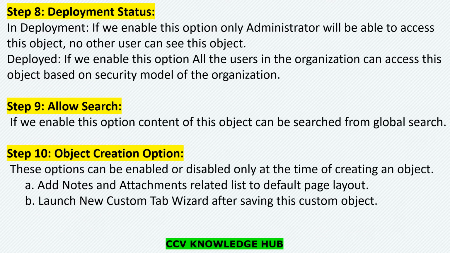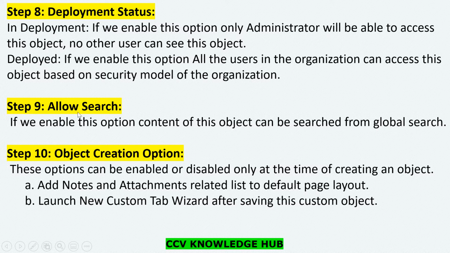Step number 8 is deployment status. There are 2 different options available while creating an object: In Development and Deployed. If we select In Development, only the administrator will be able to access this particular object. No other user can see it. If we select Deployed, all the users in the organization can access this object based on the security model of the organization.